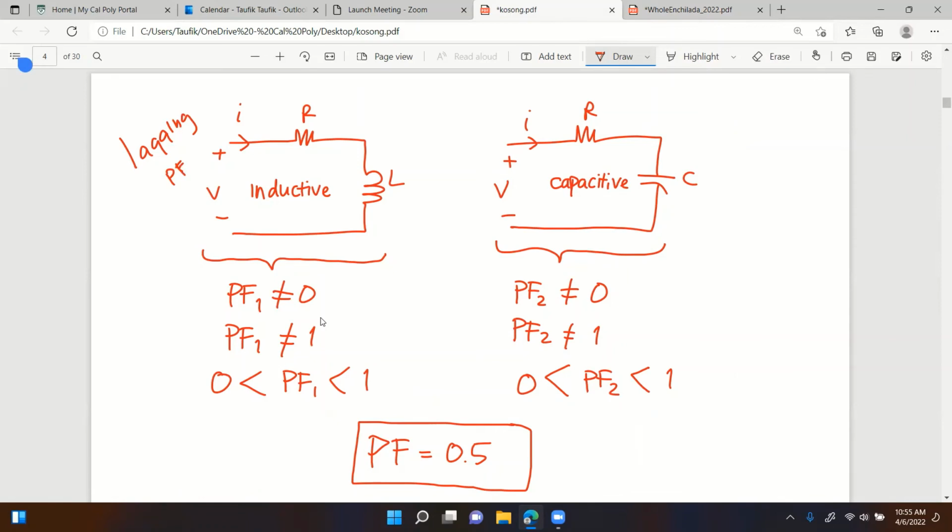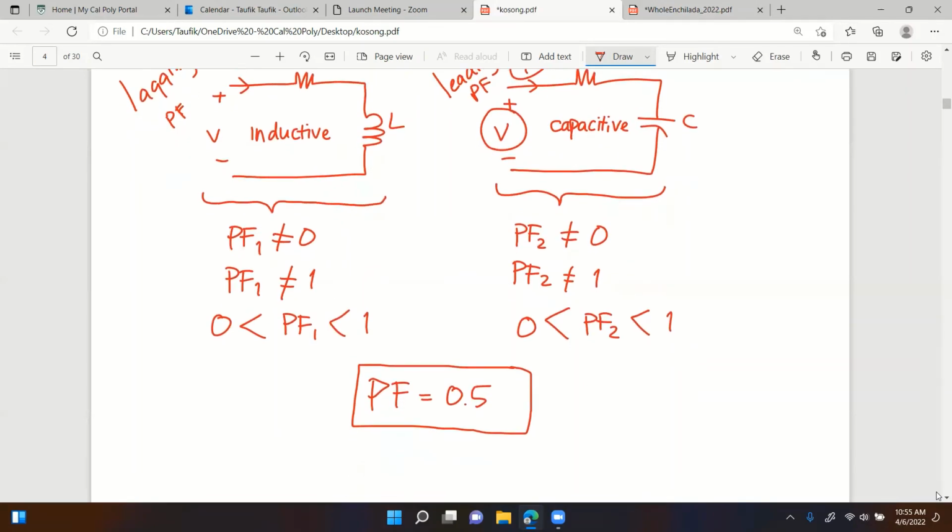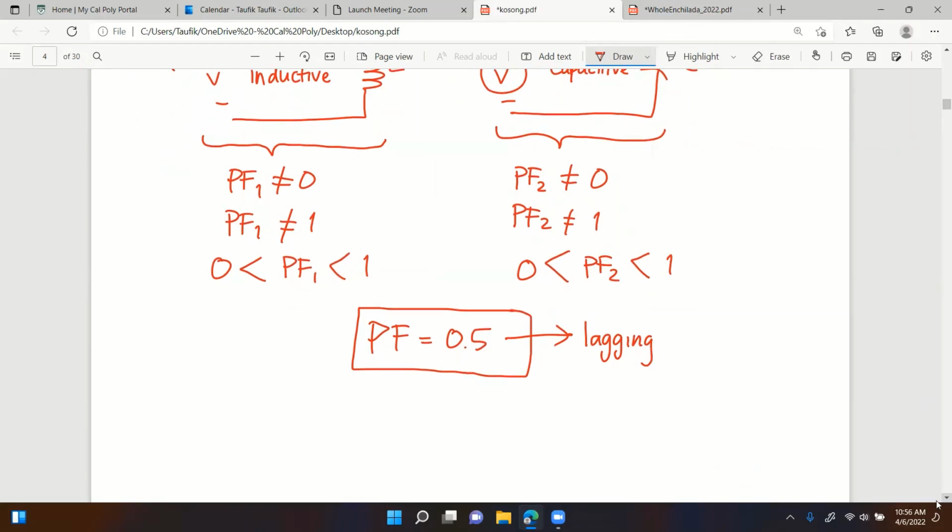Whereas on the right, ELI the ICE man, current leads the voltage. Current here leads this voltage. So therefore, the power factor for the right circuit would be leading power factor. Any question on this? So now when you use power factor, make sure that you specify whether this is going to be 0.5 leading or lagging. If it's lagging, then I know that the load will be inductive. Any questions?